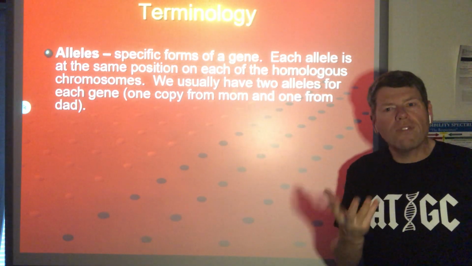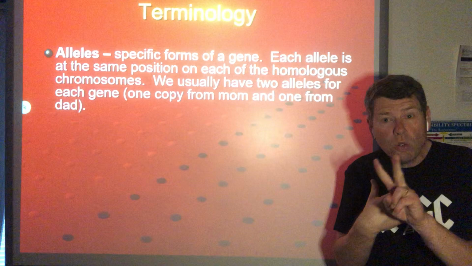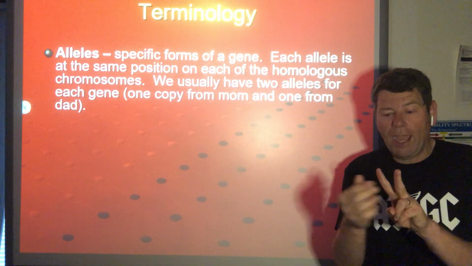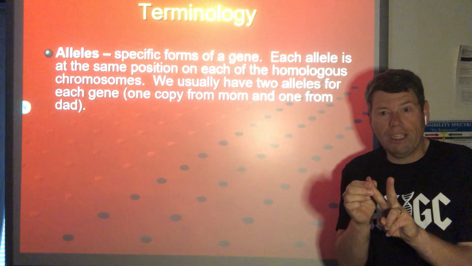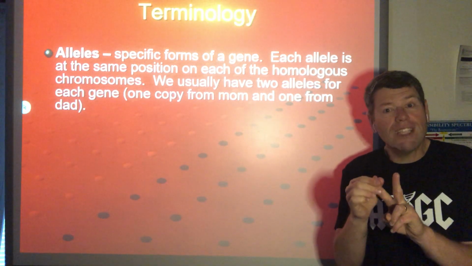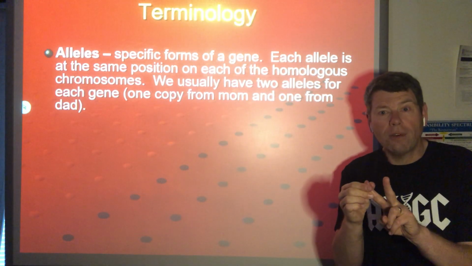But what alleles, right? What forms of that gene do I have? I have two forms, right? There's two forms. There's the rolling gene and the non-rolling gene. The rolling gene is dominant. The non-rolling gene is recessive, all right?